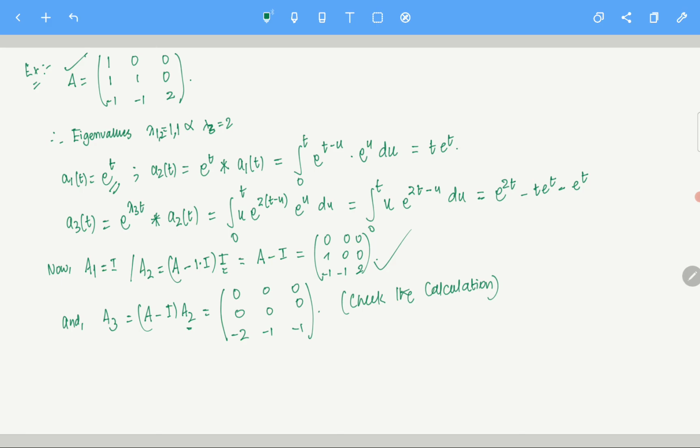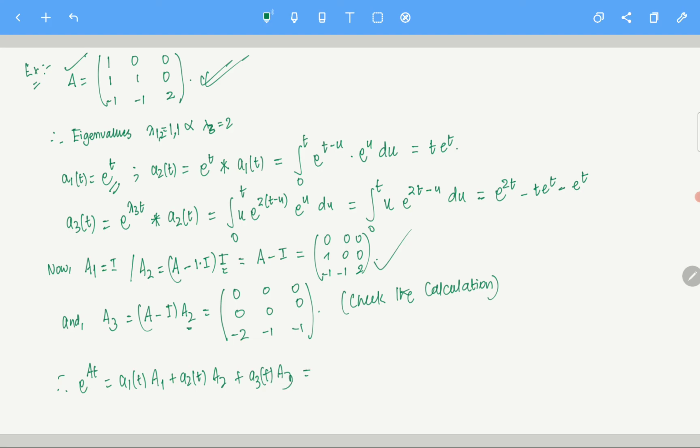What I want you to do is this: start with this problem, do the same algorithm and check whether your calculations are fine or not. That's all. Once you do this, what is e power At? You guys already know it is a1 of t times capital A1 plus a2 of t times capital A2 plus a3 of t times capital A3.